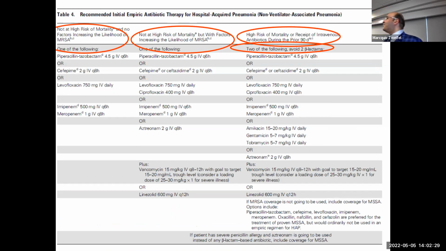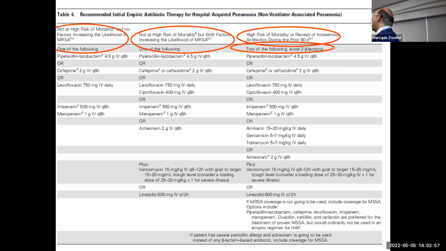Here for the HAP. If you have risk for MRSA, cover MRSA. If you have risk for Pseudomonas, you cover with one or two. Both are correct, but based on your patient, they say something strange. If your patient is at high risk of death, double cover.